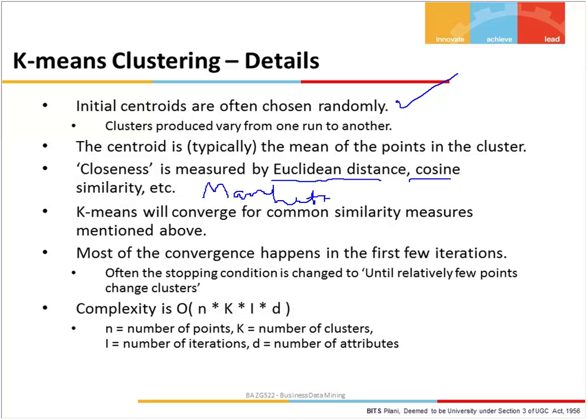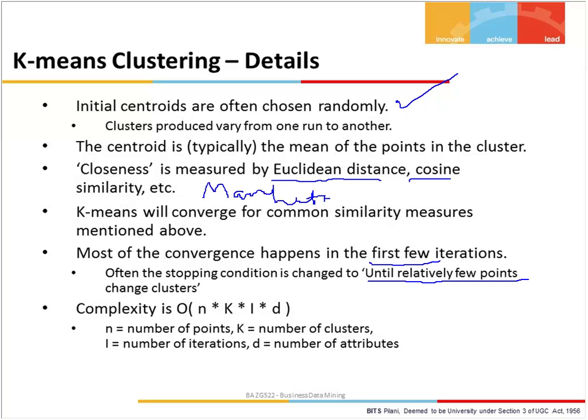Many times k-means converges within a few iterations. When you have a very large number of points, you may change the stopping condition to stop when very few points change cluster. Say you are doing it with 1 million points and dividing them into 10 clusters, and you see that only 5 points are moved from one cluster to another. Instead of going for the next iteration, you may stop, saying it's a very small change and I don't want to go further.